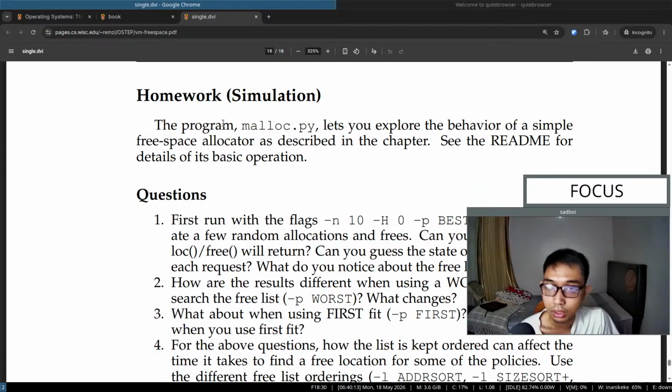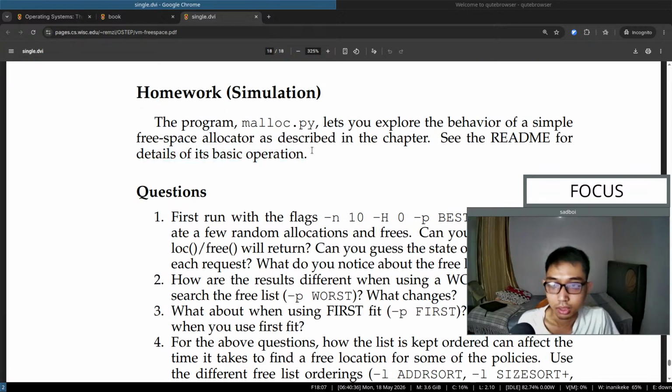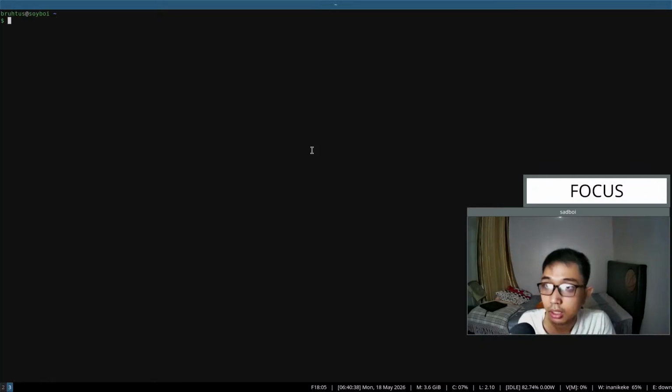Okay, so the homework simulation, malloc.py, lets you explore the behavior of a simple free-space allocator as described in the chapter. See the README for details of its basic operation. Let me explore that, I guess.